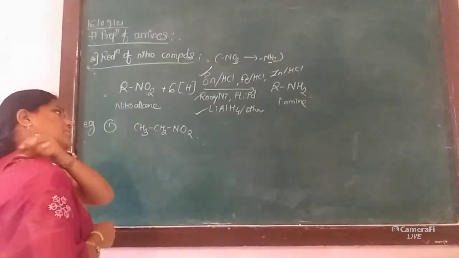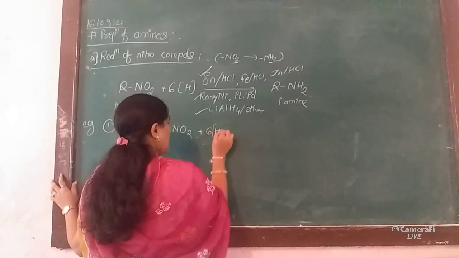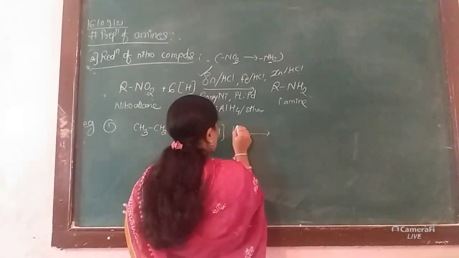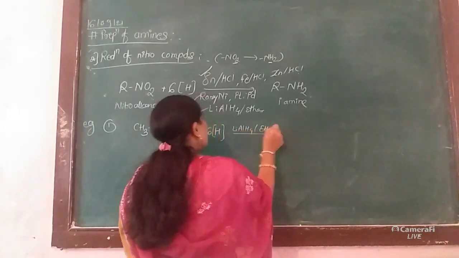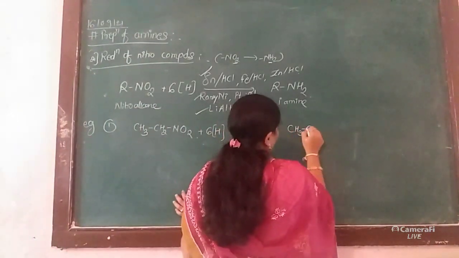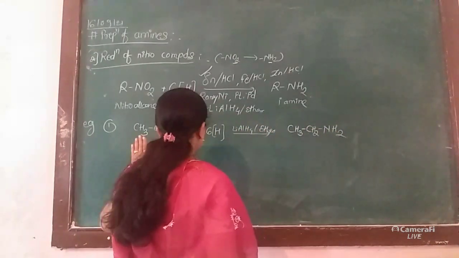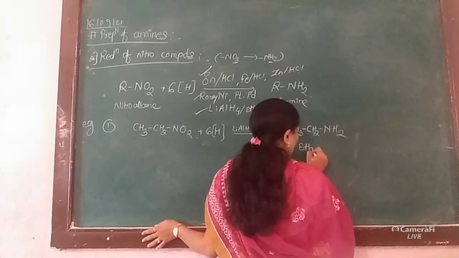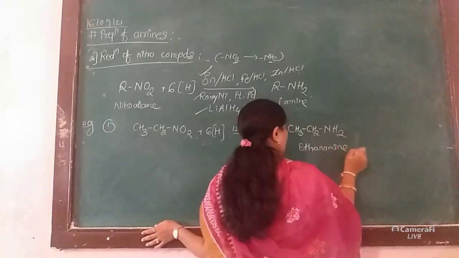Nitroethane. The name of this compound is nitroethane. So nitroethane undergoes reduction in the presence of nascent hydrogen, and here we use different reagents. Use any one, you don't need to use all of them at once. In the presence of any of these reducing reagents, there is a formation of CH3, CH2 and NH2, the corresponding amine. That means nitroethane is converted into ethanamine, either call it ethylamine or ethanamine, which is the IUPAC name.